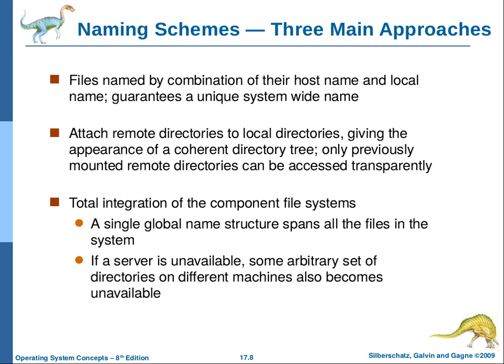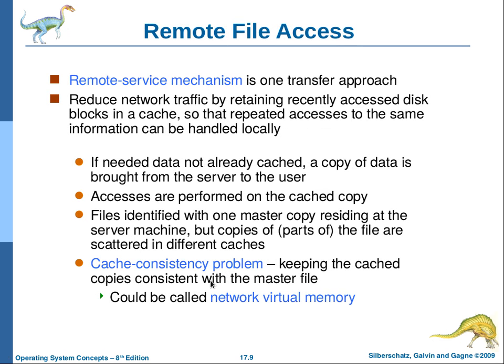Attach remote directories to local directories. So that's the whole mounting thing. Total integration of file system components. Global name structure spans all the files and servers unavailable. Basically, it enforces what you actually said that second time, where once file A exists on this server, it can't exist on the client anymore. So good job. I think we got all 3 of them. And if the server goes down, then those things just disappear from your file system.